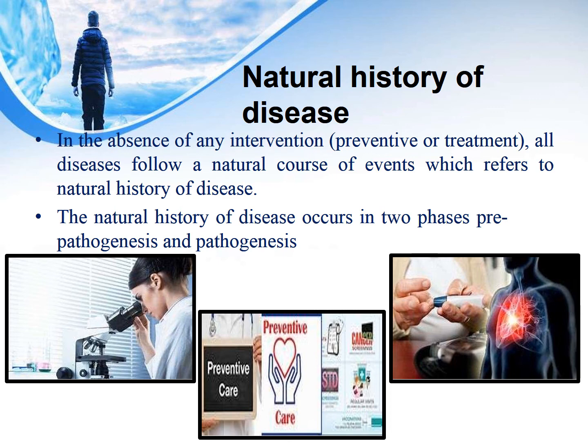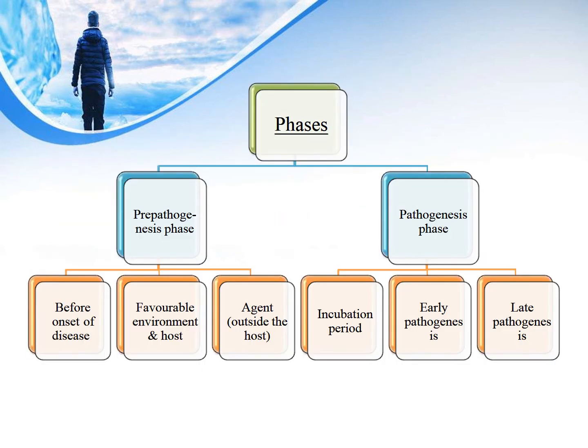The natural history of disease occurs in two phases: the pre-pathogenesis phase and the pathogenesis phase. The pre-pathogenesis phase refers to the period before the onset of disease. During this phase, interaction is taking place amongst the three components of the epidemiological triad as agent, host, and environment, each representing the angle of a triangle respectively. As long as there is equilibrium among these three interacting factors, so long the person will be healthy.